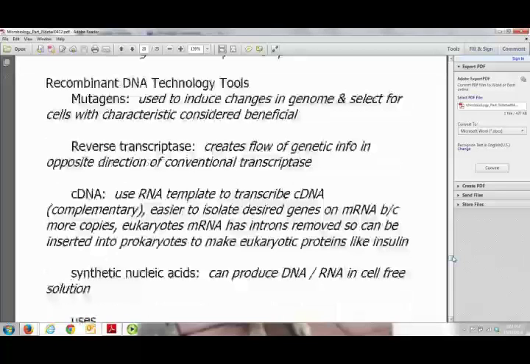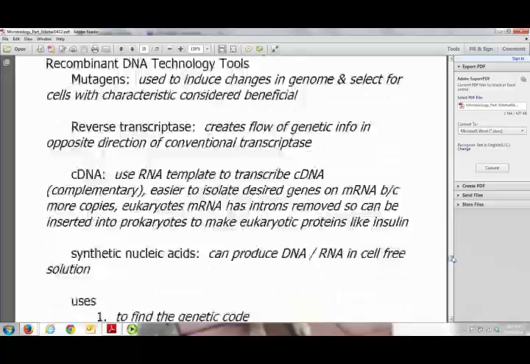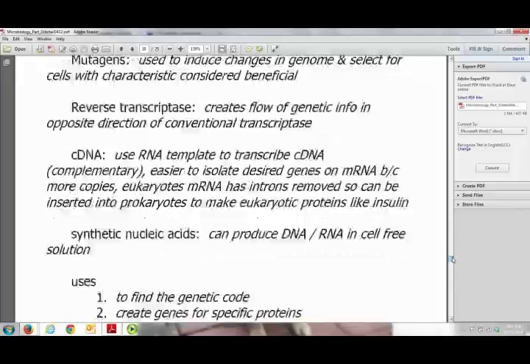One good thing that has come out of the HIV virus is the use of the enzyme reverse transcriptase. This creates a flow of genetic information in the opposite direction of conventional transcriptase. So conventional transcriptase is going to go from DNA to RNA. Reverse transcriptase is going to allow you to use RNA to make DNA. So we refer to this as cDNA, and it uses an RNA template to transcribe your complementary DNA, or cDNA.